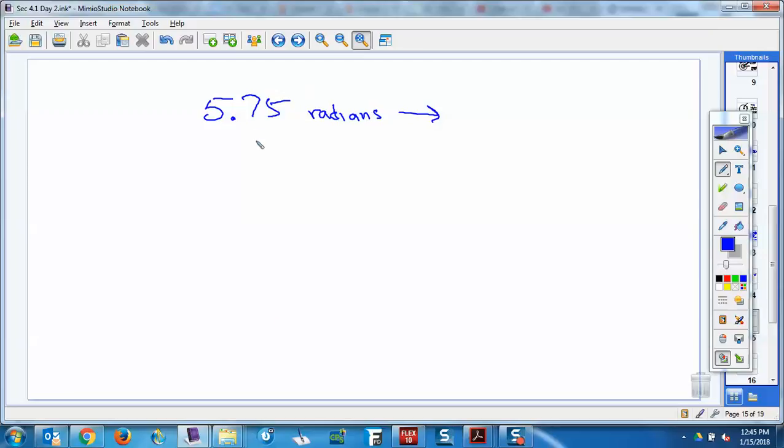What are we going to do to convert that? We can't just put a 180 in for the pi because there's no pi in it. So that's the case where we do have to multiply by what?